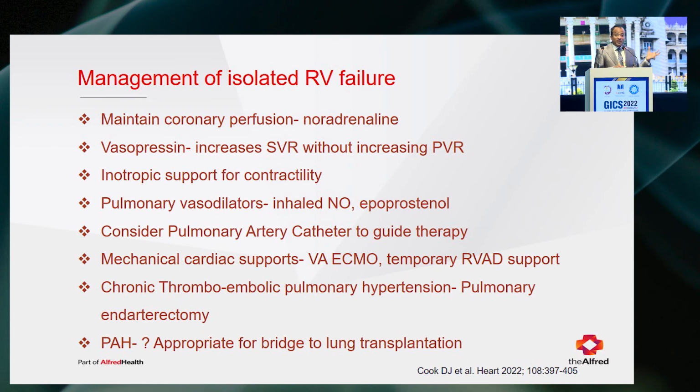Mechanical cardiac support is another option, especially in patients with pulmonary embolism, where the shock can be reversed if you institute them on ECMO. VA ECMO is a very good therapy for right heart dysfunction. Temporary RVAD support can also be considered, but the main thing is you need to find the cause. If the patient has chronic thromboembolic pulmonary disease, then you might need to consider pulmonary endarterectomy for weaning them from ECMO.